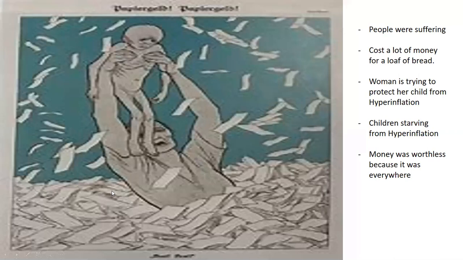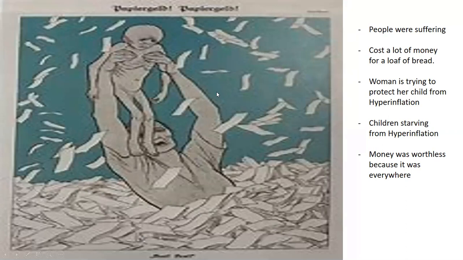So this is the content. People were suffering. I can see that from the anguished look on the woman's face, and also the fact there is a malnourished child in her hands. You could infer that it cost a lot of money for a loaf of bread, or the items cost a lot of money because of the amount of money the woman's got around her, she's drowning in this money. Woman is trying to protect her child from hyperinflation.